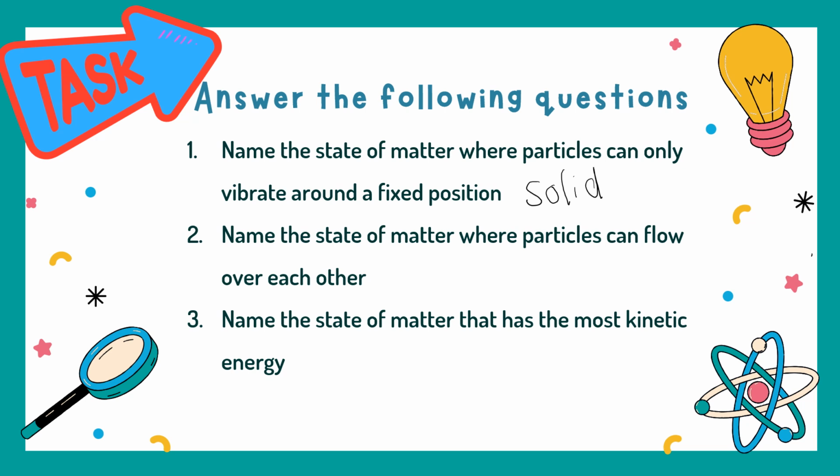Our second question, name the state of matter where particles can flow over each other. This is a little bit of a trick question because we can have both liquid or a gas here, but I'm assuming most of you said liquid. And then the state of matter that has the most kinetic energy is a gas. Okay, so well done to you if you got that correct.